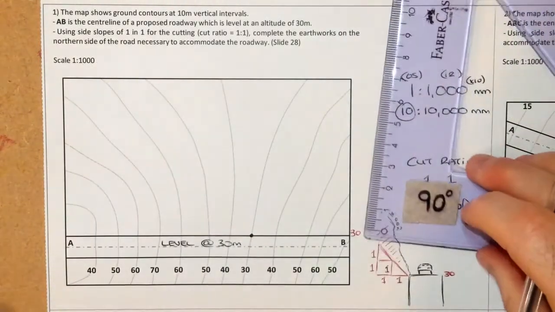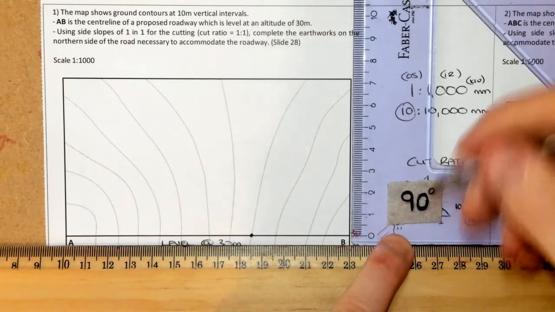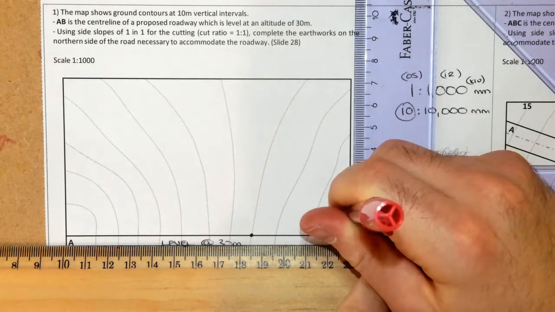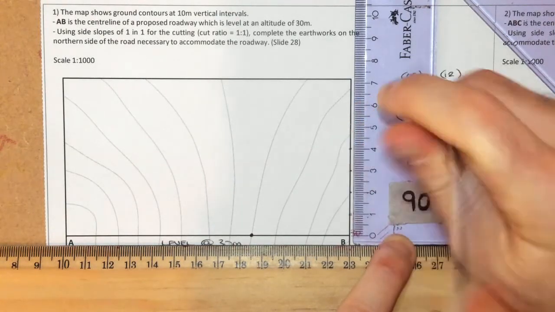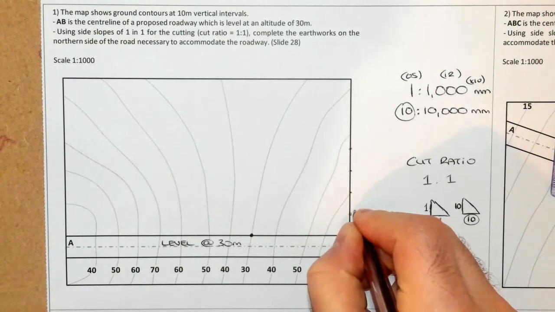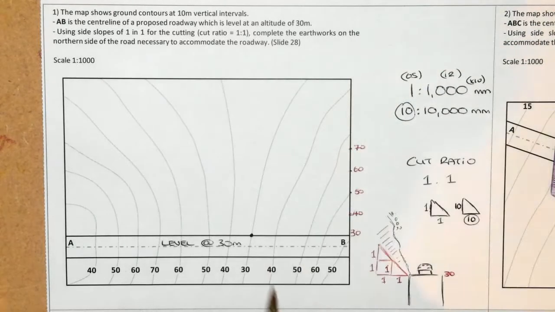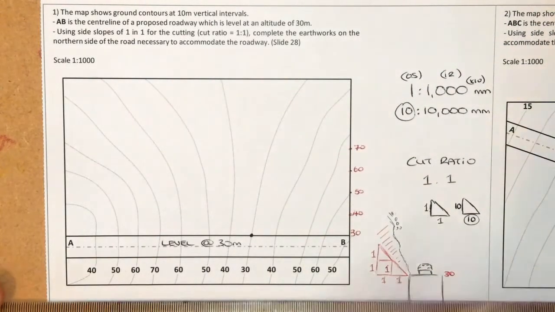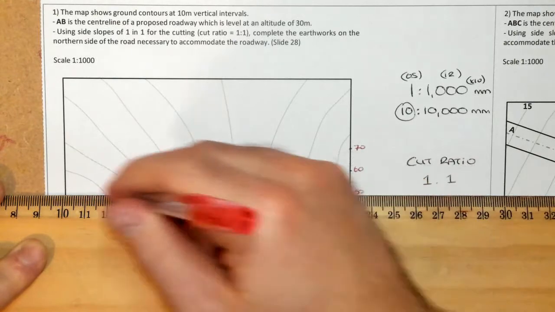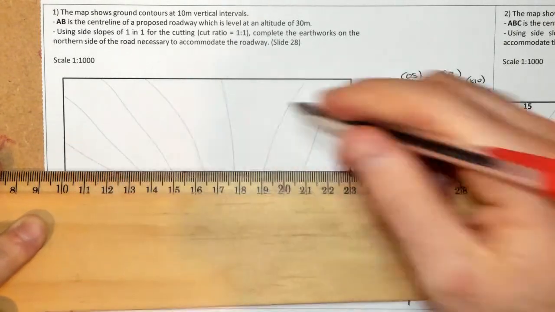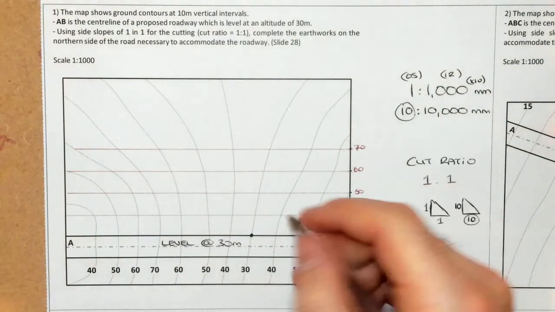So what I'm going to do now is measure up in increments of 10. And unlike the fill ratio, where the increments go down, in the cut ratio the increments are going to go up. So if I measure up 10, 20, 30, 40, I'm not sure how many I have there, but if this is 30, well then this one will be 40, 50, 60, and 70, and if I look at my contours, 70 is my highest one. So I'm going to put those lines in across, the 40, 50, 60, and 70.